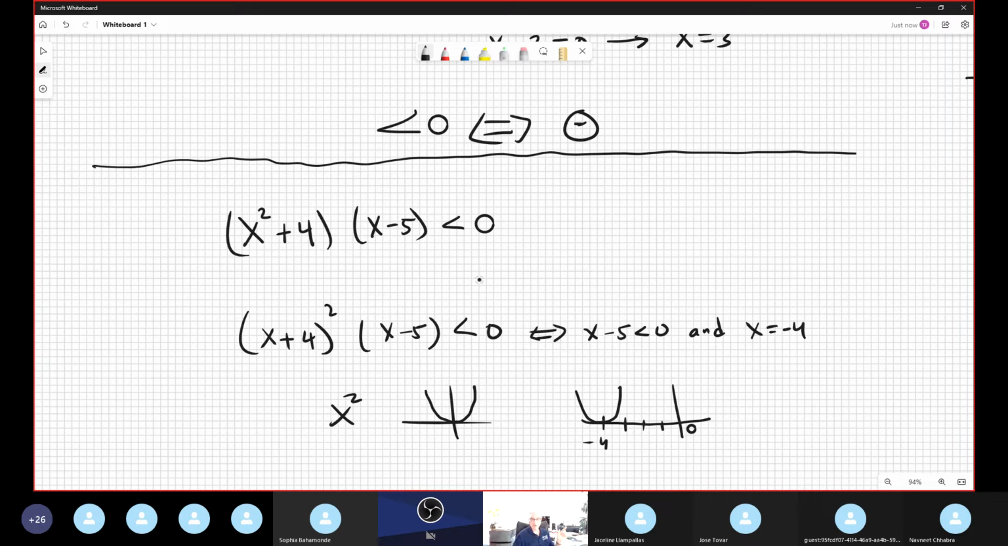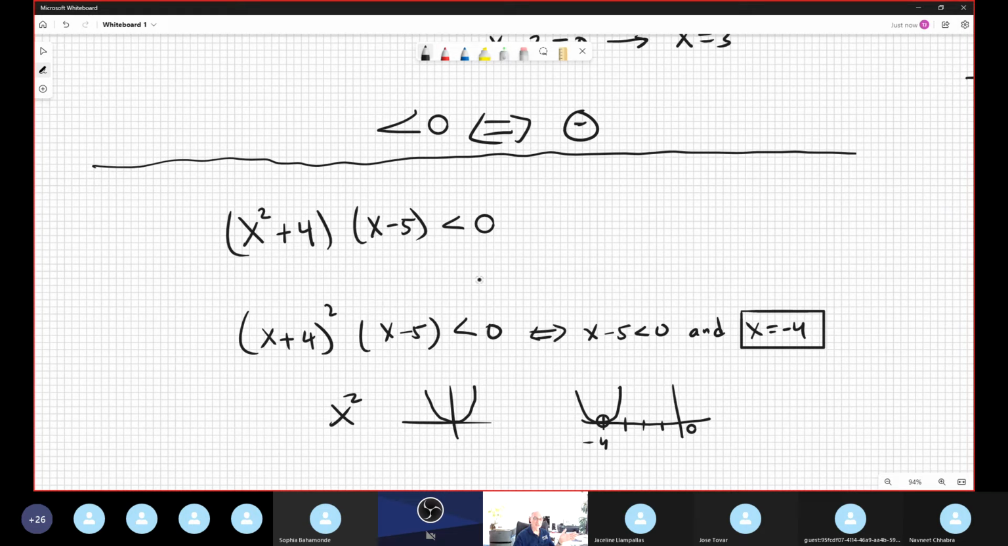That is the reason that at negative 4 the parabola is 0, it touches the axis, but it does not satisfy the inequality, because 0 is not less than 0. That is the reason that we introduce this.